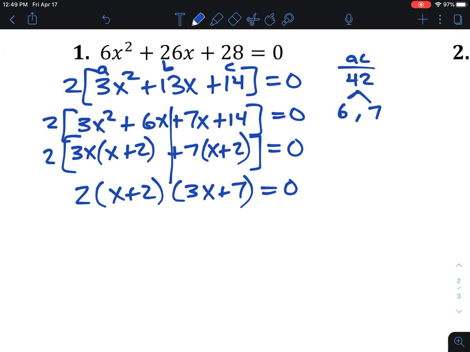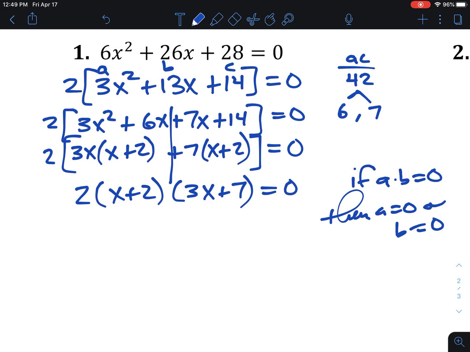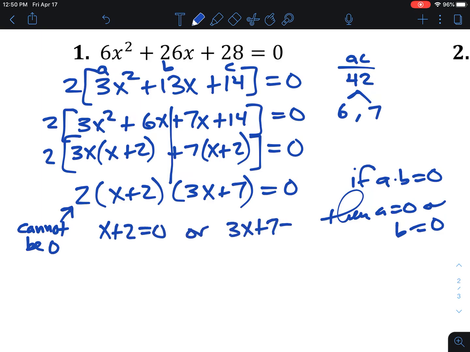Now we can use what we call the zero product property. That says that if a times b is 0, then a is 0 or b is 0. In this case, we actually have 3 things that are multiplying to 0, so one of them has to be 0. But 2 cannot be 0. No matter how hard 2 tries, 2 cannot be 0. So we're going to ignore that when we go to the next step here, because it just can't be 0. But x plus 2 could be 0, or 3x plus 7 could be 0. So these will give us our two options.